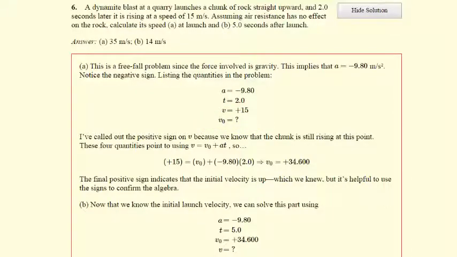We've got our four quantities. The equation that pops up in this case is number 4. Sorry, there's no x, so number 1, thank you. Number 1: v equals v0 plus at.